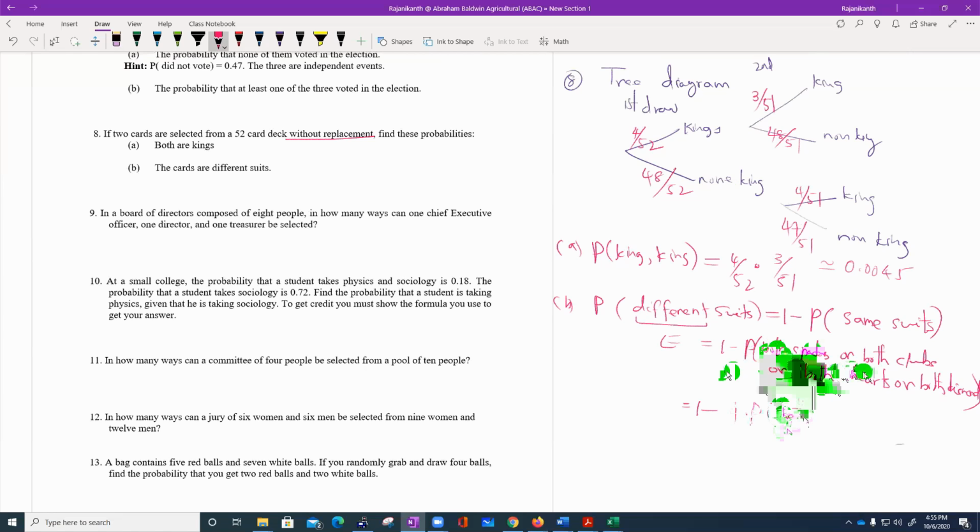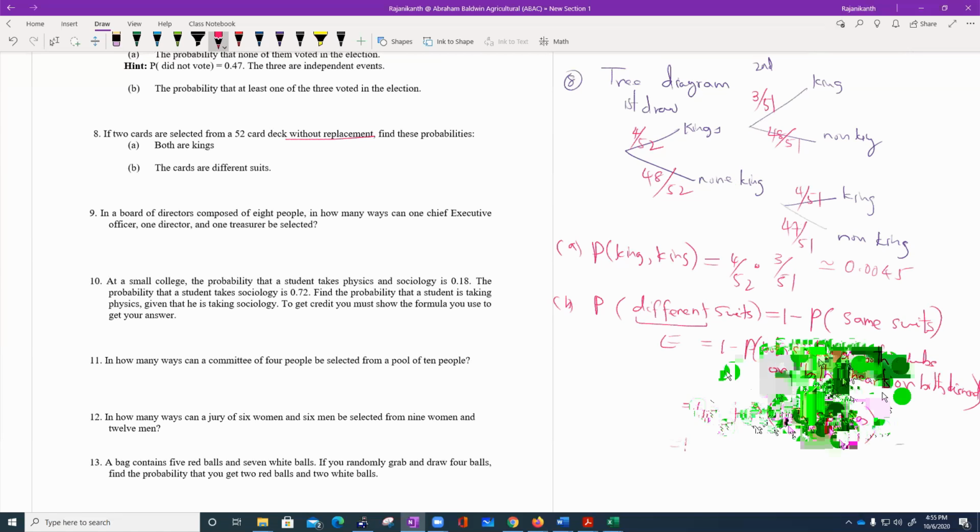Or you could use the mutually exclusive formula, right? Find it separately. Since you have all the same probability, simply you could multiply with one of them. You could choose any of these four here. I'm choosing the first one.